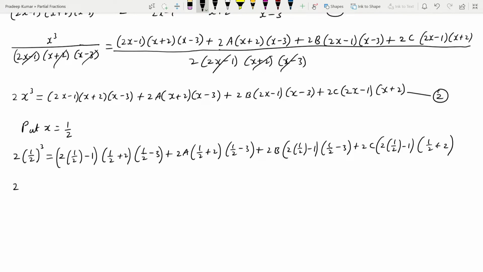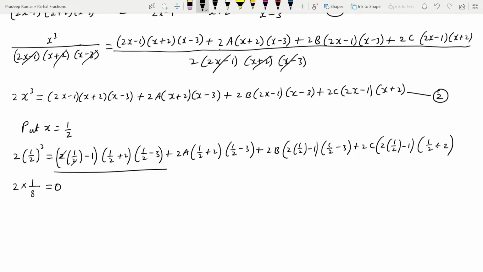2 into 1 by 2 whole power 3: 2 twos are 4, 4 twos are 8, so this is 1 by 8. Then we can cancel this 2 and this 2, so we remain with 1 minus 1, which is nothing but 0. If this is 0, these 3 are multiplied with one another, so this whole part will become 0. So I'll write 0 here.